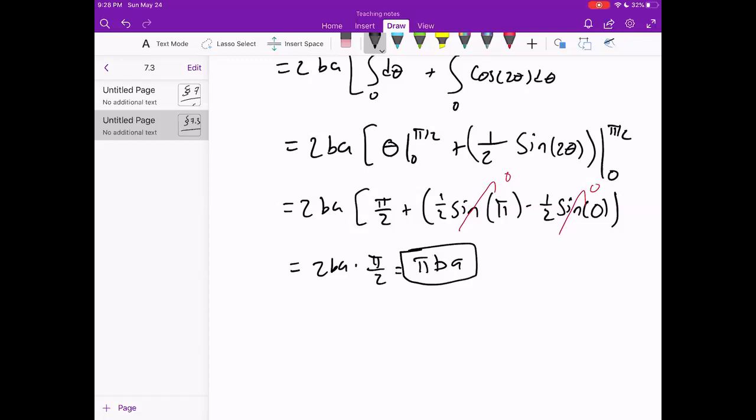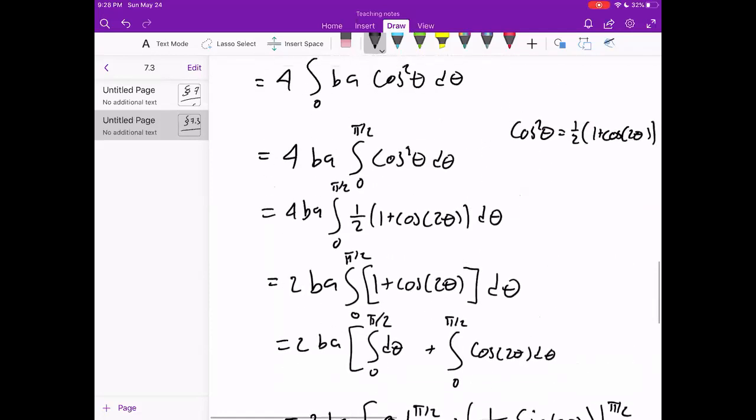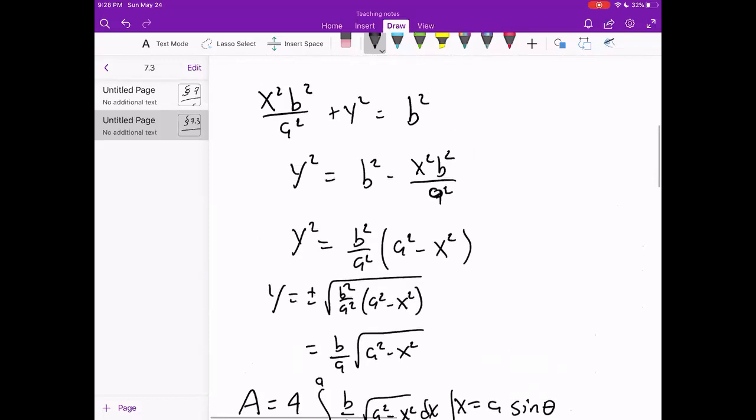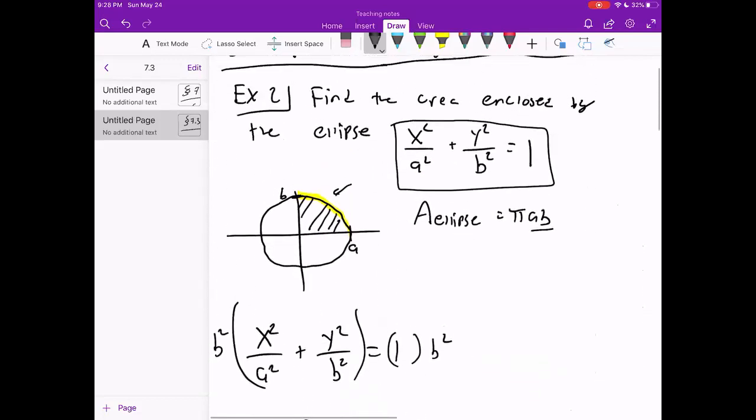I don't think most of you have the formula for the area of an ellipse memorized. I do, but it helps me. So that's that. Again, we're going to do the same kind of deal every time. These take a little while to do, but they're good problems.